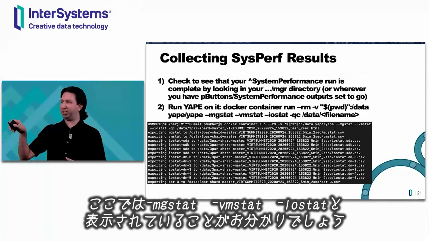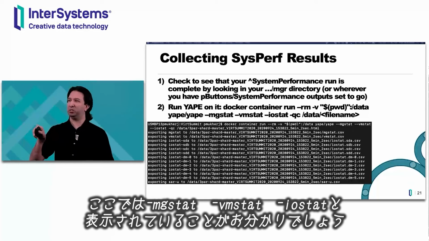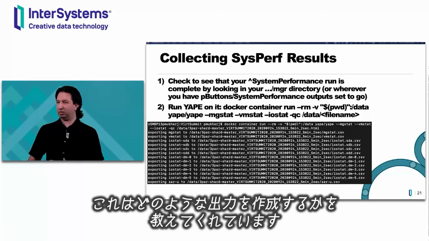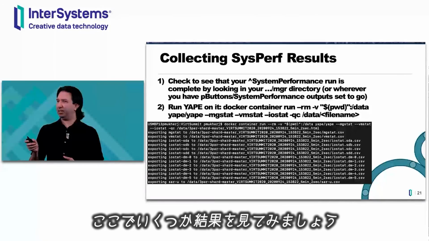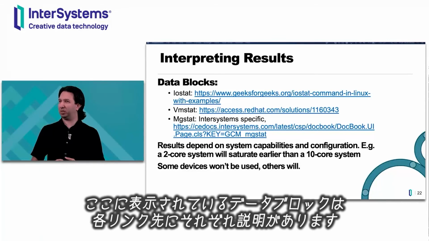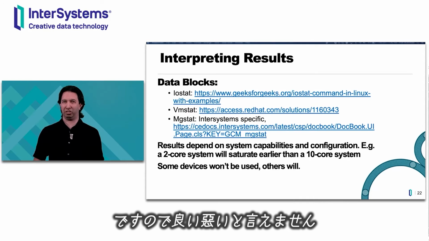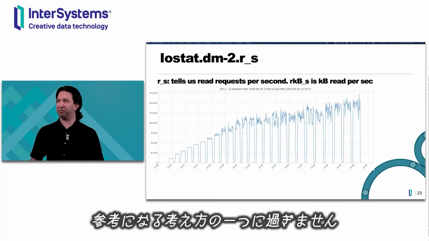You'll note that I have --mgstat, vmstat, and iostat here. That just tells it what outputs to create. And let's take a look at some results here. The data blocks we're looking at, there's some explanations for each of them on these links. And again, the results will depend on the system capabilities and configuration. So there's no good or bad. This is just an idea of what you'll see.